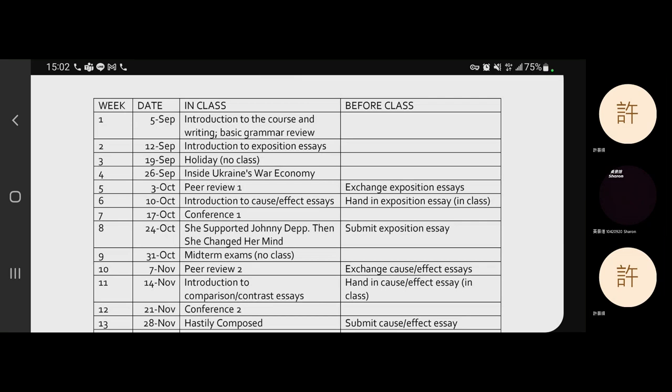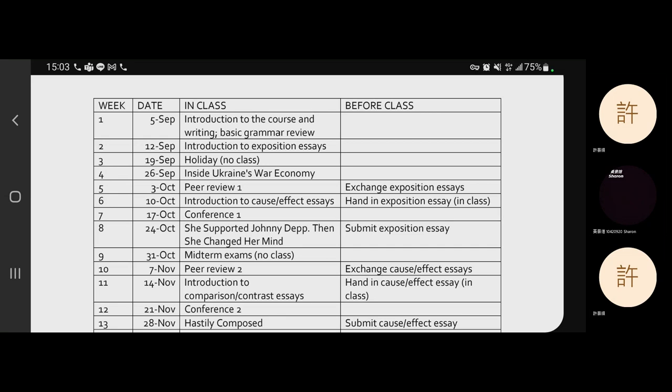Week two, we will begin the first unit on exposition essays. I will introduce how to write an exposition essay, and we will read the essay in the textbook. Week three is not a holiday. I'm not quite sure why I wrote that it's a holiday. I only discovered this last period, but I need to fix this schedule. But the next week will be reading an example essay that I have chosen that I think is a pretty good exposition essay.